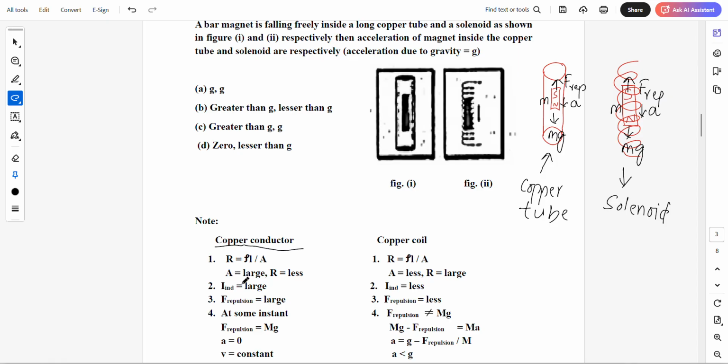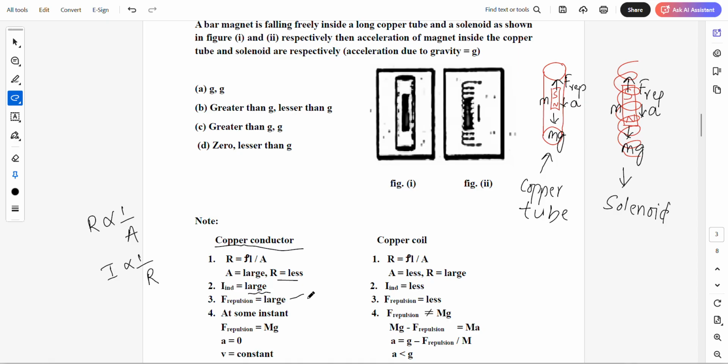Since A is large, in the case of copper conductor, R is less, because R is inversely proportional to area. Therefore R is less. If R is less, I will be large, because you know that I is equal to V by R; I is inversely proportional to R. If R is less, I will be large. The more the I induced, the more the repulsive force.